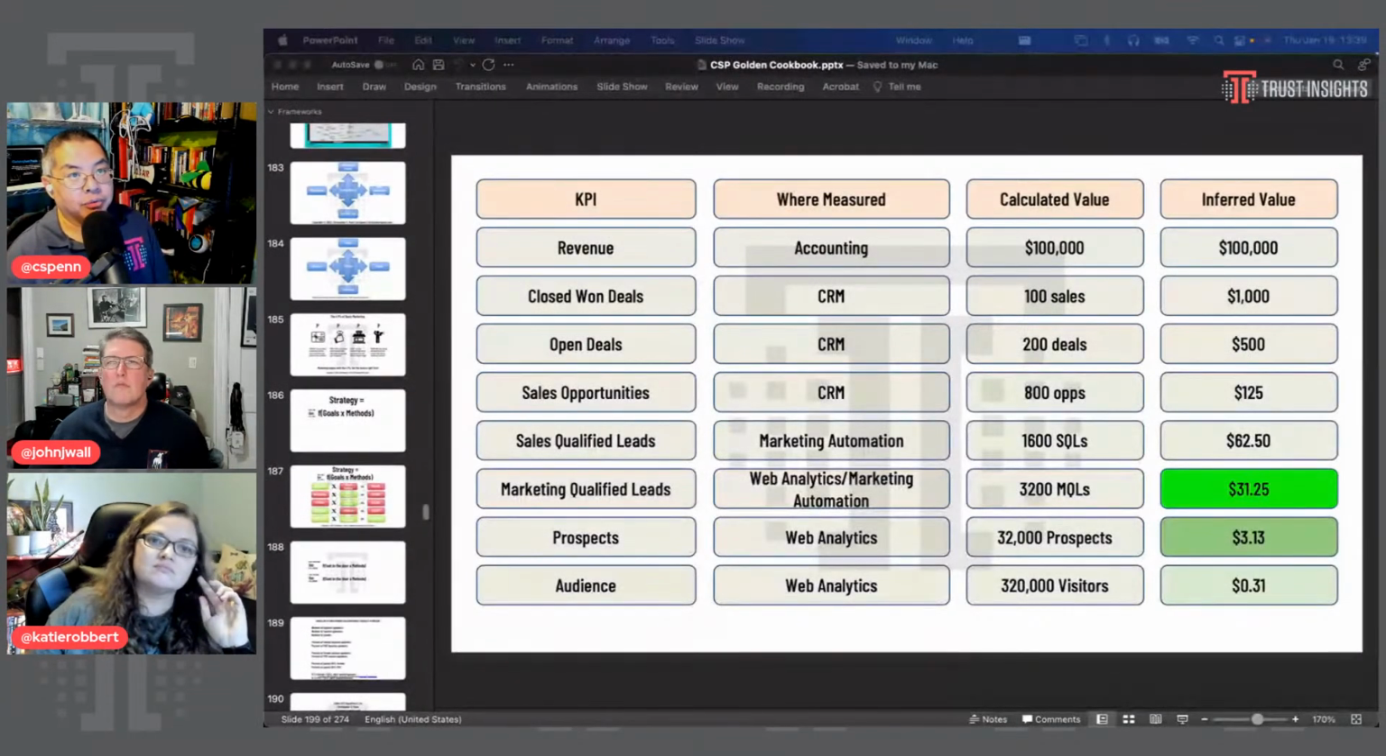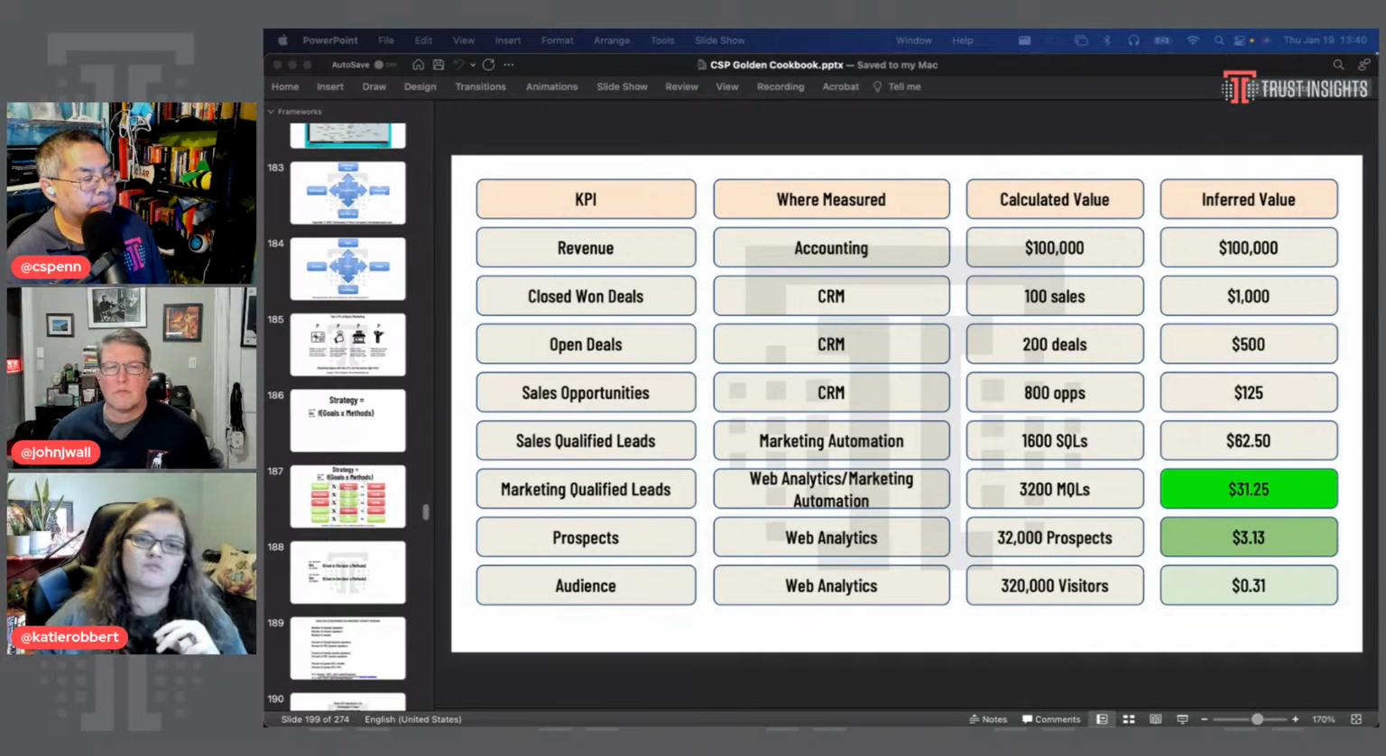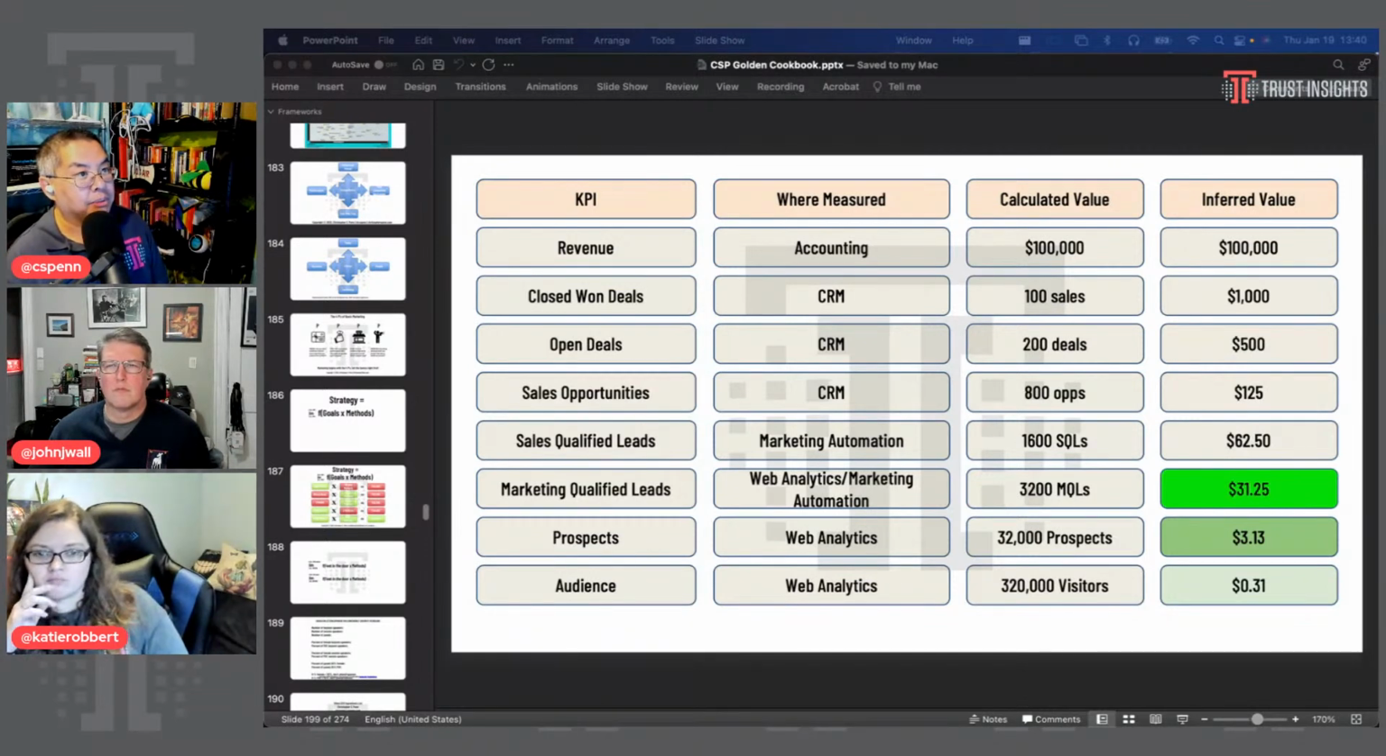If you have your revenue, and you have your calculated value of revenue that lives in accounting, and a deal is worth $100,000. Then if you closed one deal, you're basically saying, okay, what percentage of our sales turn into revenue? You have your inferred value. What is a sale worth? Now, at this point, this is looking at trying to calculate what that value is going to be on the website.